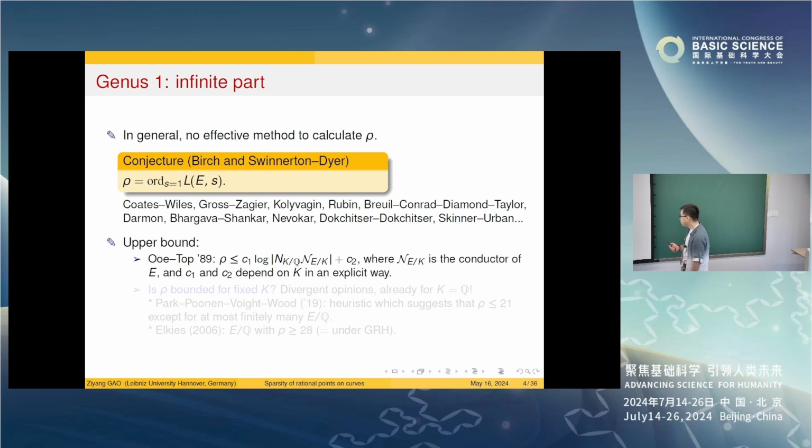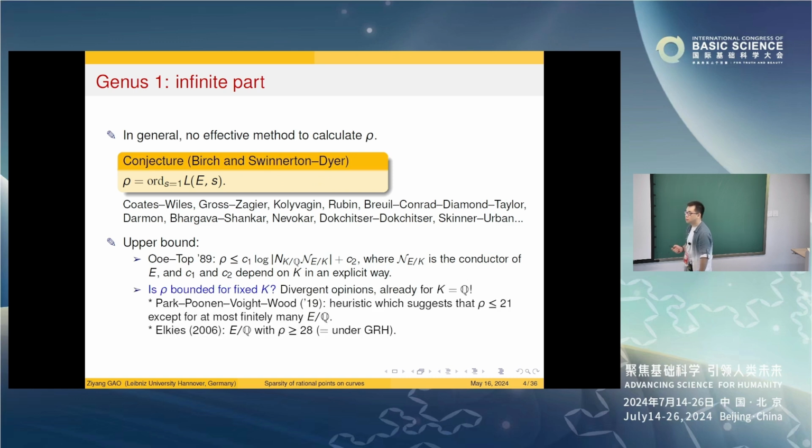And a big open question is: is rho uniformly bounded for a fixed K? For example, when K is Q, some people believe that this rho will be uniformly bounded regardless of E, and some people don't believe it. And there is supporting evidence for both opinions.